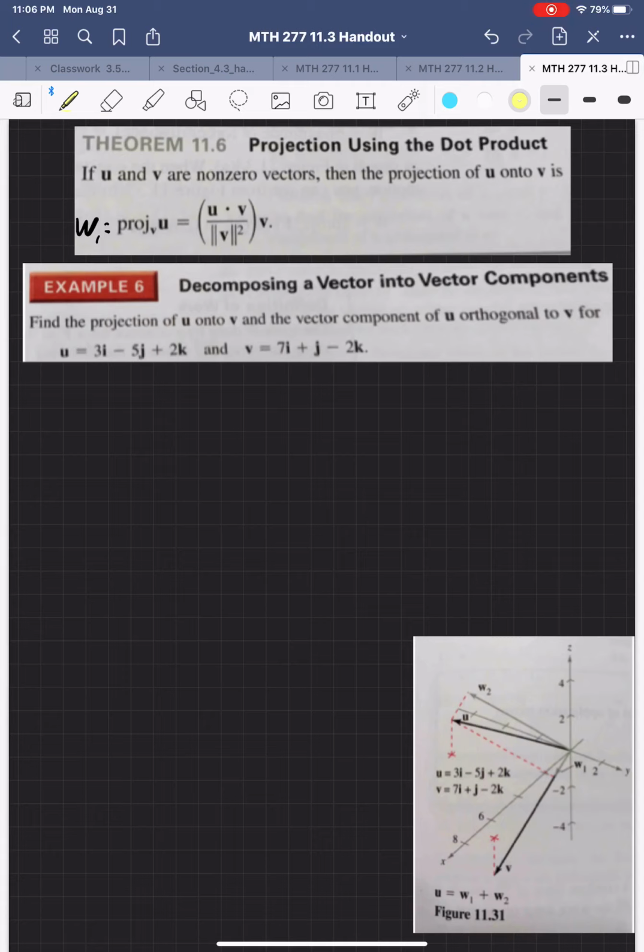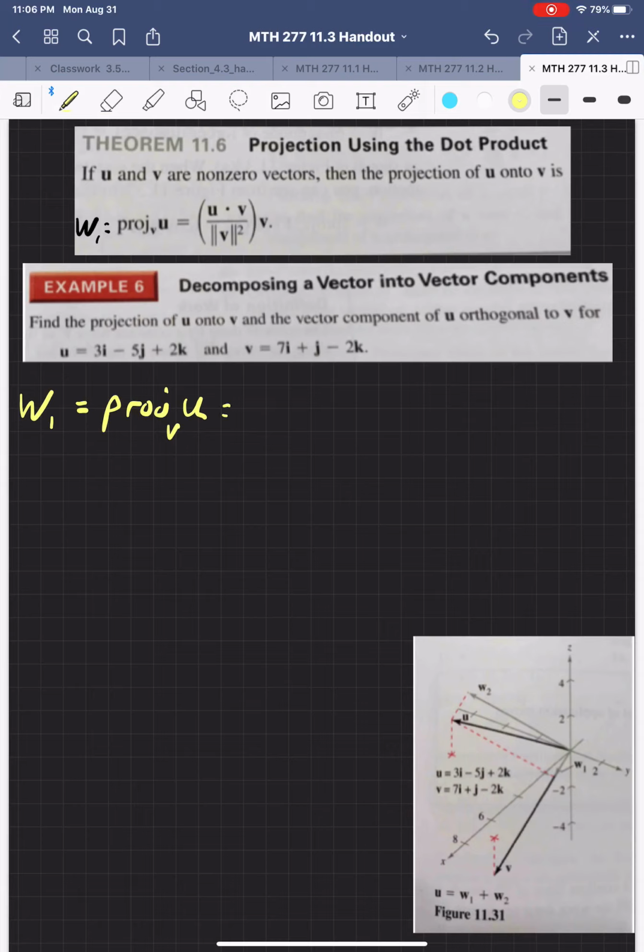Ready? So let's read example 6. It says find the projection of u onto v. So this is what we're looking for, and the vector component. So we want both w sub 1 and w sub 2. And this is the information that we're given. All right, let's start with w sub 1, the projection of u onto v.